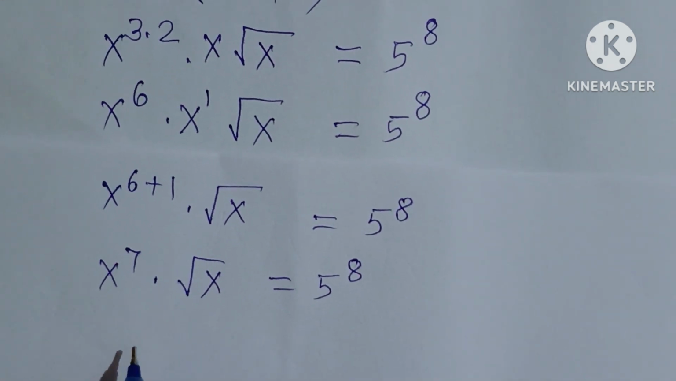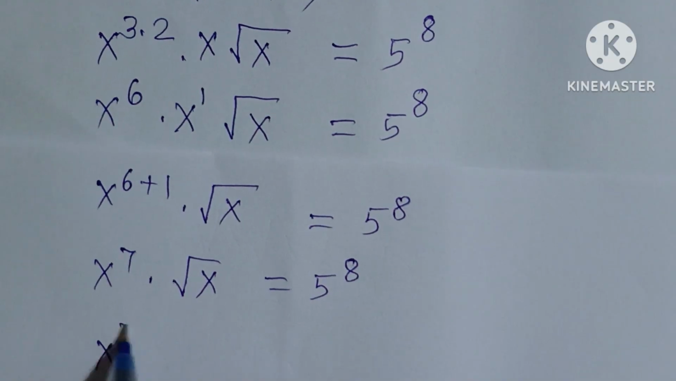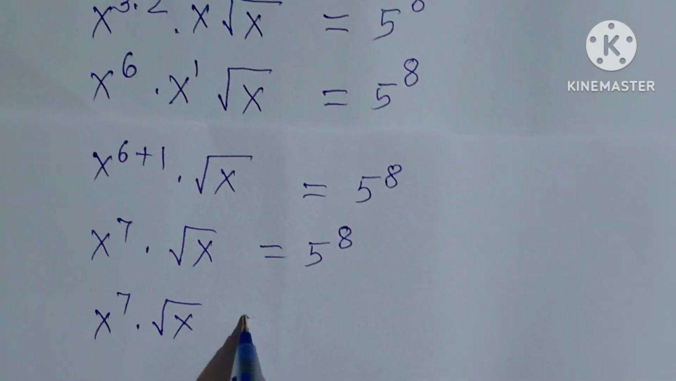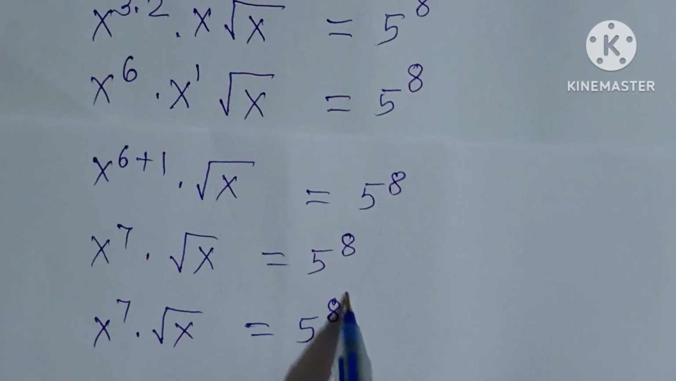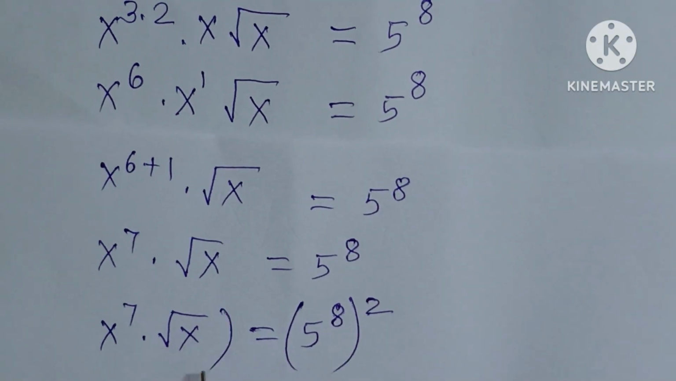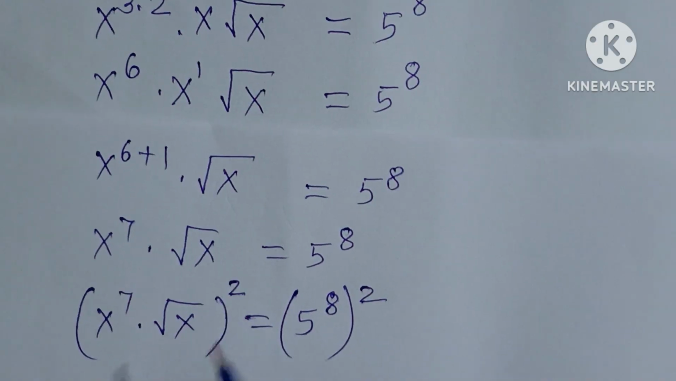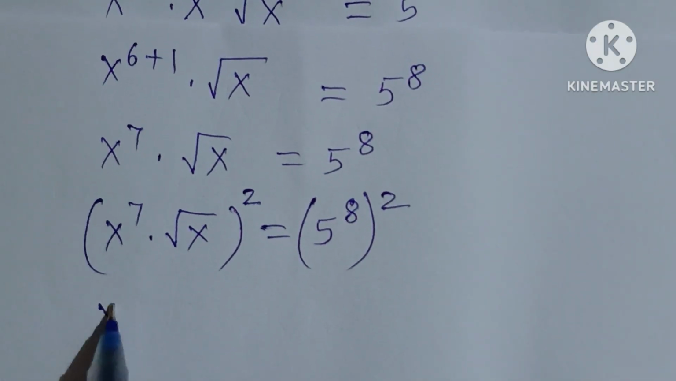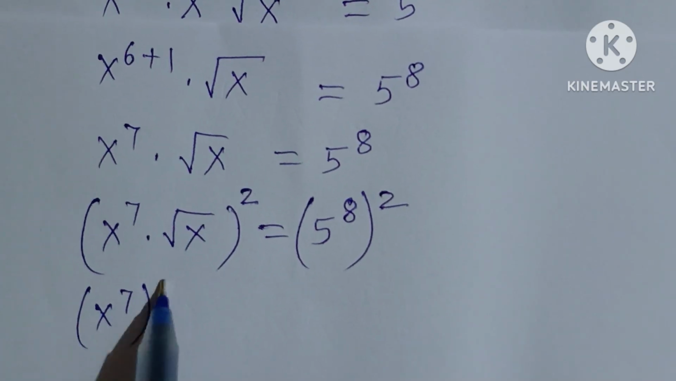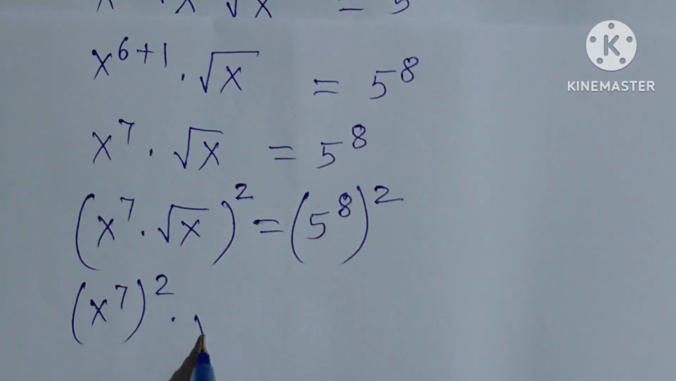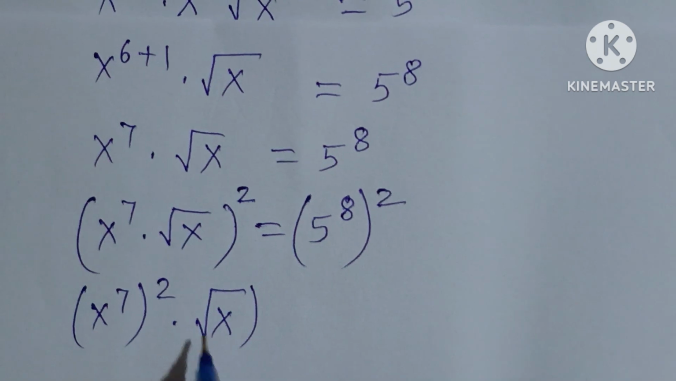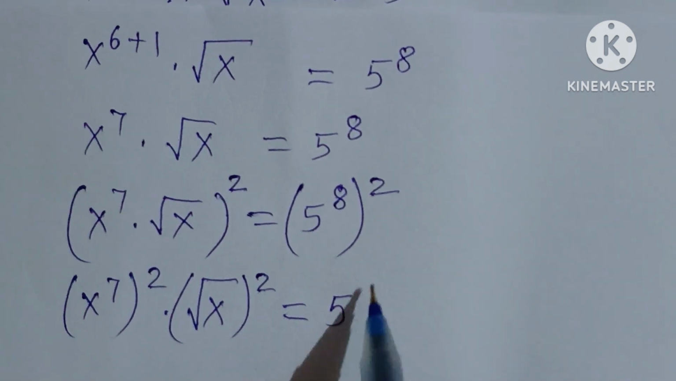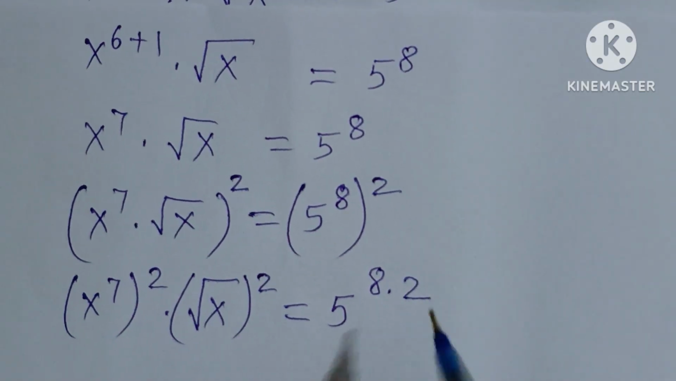Taking square on both sides again, x raised to power 7 into under root x equal to 5 raised to power 8. Taking square on both sides again, x raised to power 7 whole square into under root x whole square equal to 5 raised to power 8 into 2.